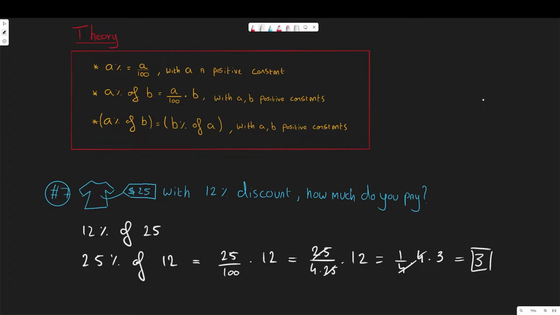But this is not the answer that they want, because they won't be happy if you just pay $3. So this is our discount, so we have to subtract this from 25. So let's do that. So 25 minus 3 is $22. So the final amount that we have to pay is $22, and this is the answer.